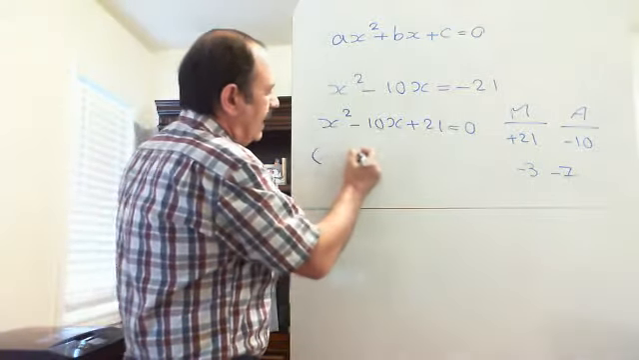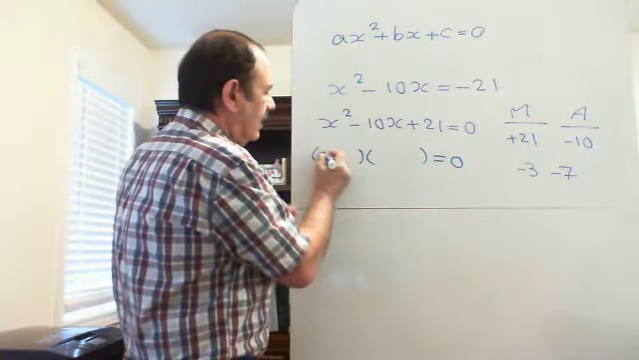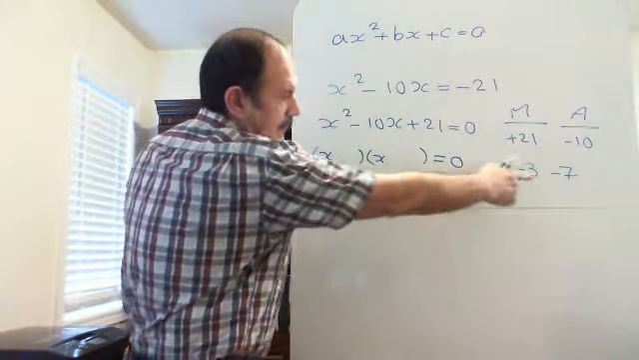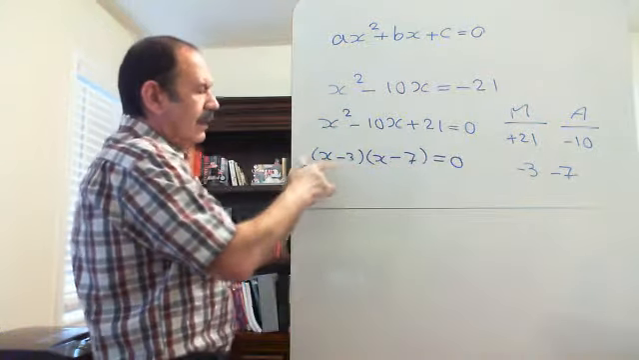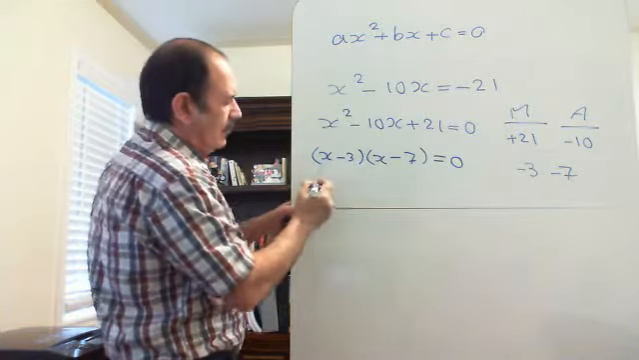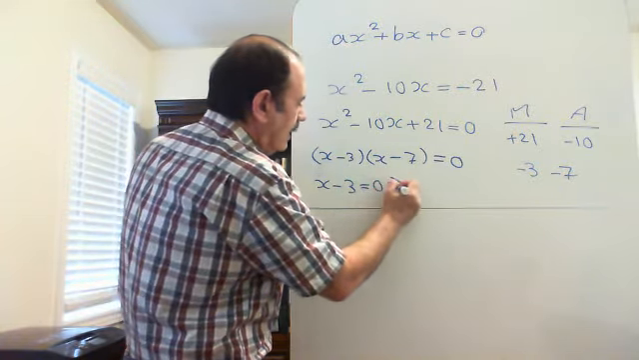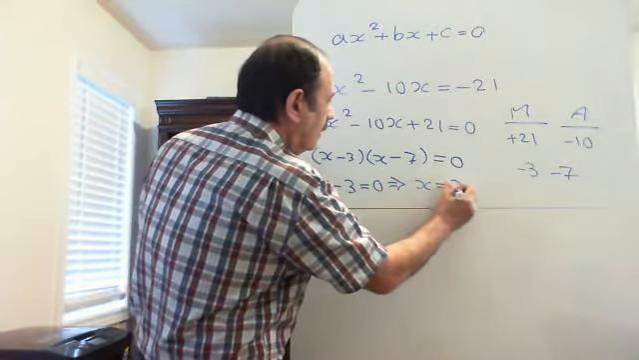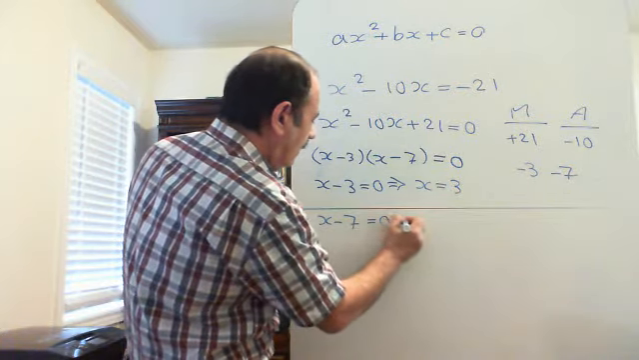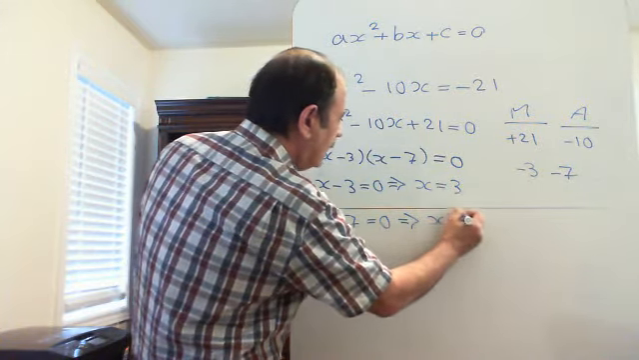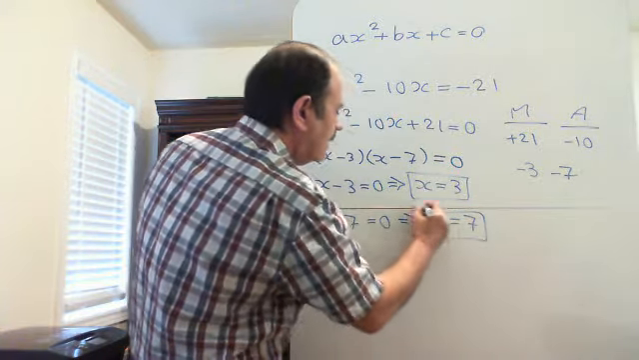Now, open two brackets. The first term is going to be x. The next term is going to be these numbers, -3 and -7, equal to 0. Then put each of the brackets equal to 0. X minus 3 equal to 0 means x equals 3. X minus 7 equal to 0 means x is 7. One answer is x equals 3. The other answer is x equals 7.